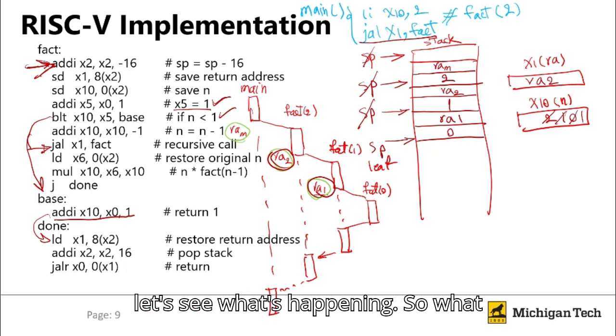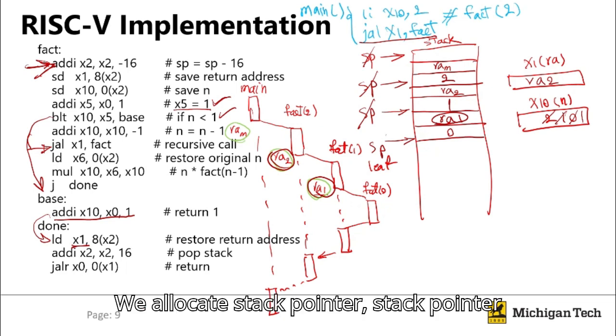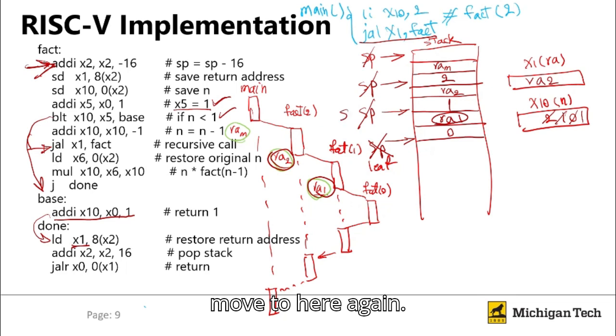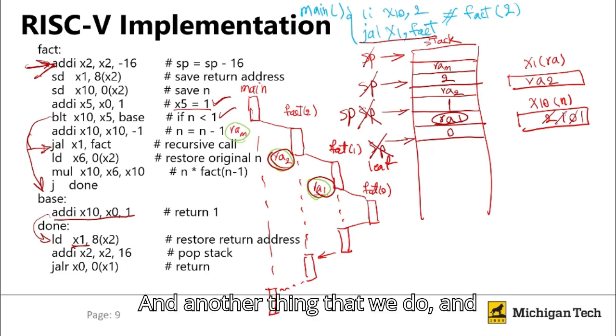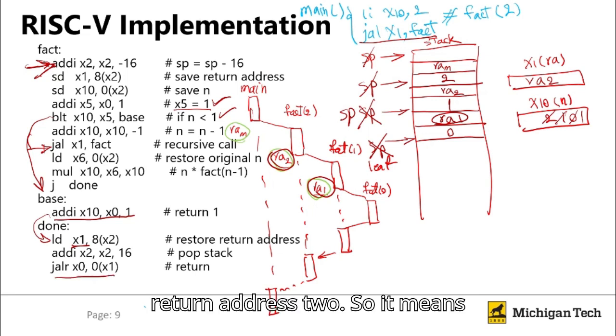Okay, so let's see what's happening. You read the return address from here, where the stack pointer is. That's return address 1. You put return address 1 in x1 and deallocate the stack pointer. The stack pointer moves to here again. We took the return address, and another thing that we do is jump to return address 2.